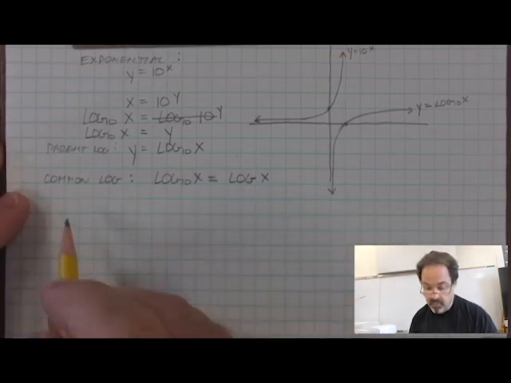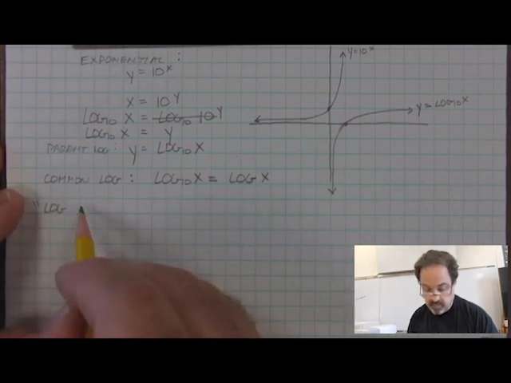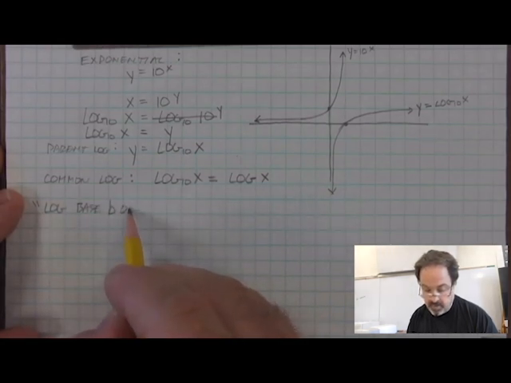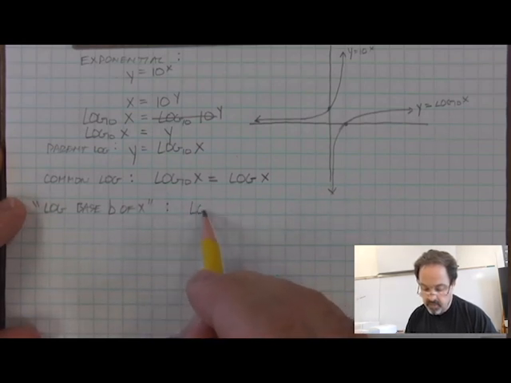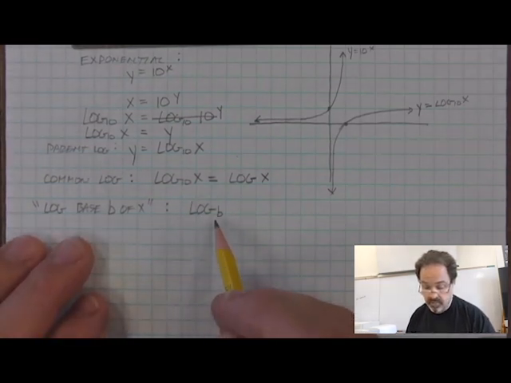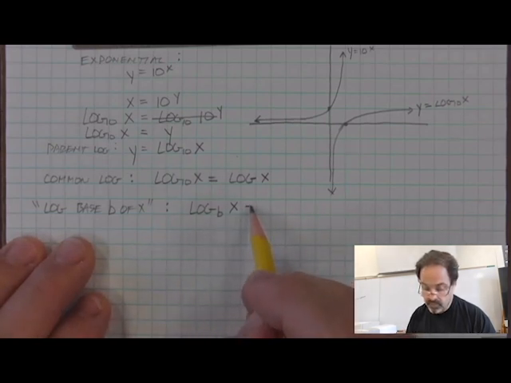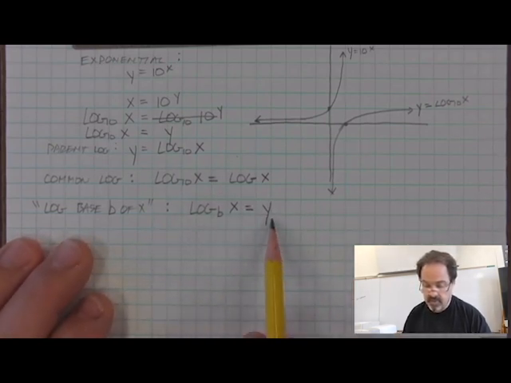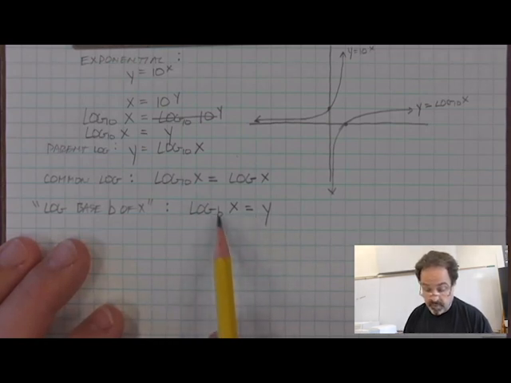We can have other log bases. We could say, generically, log base b of x, where b can be anything. And symbolically, we mean log with the base that we're talking about. In this case, b can symbolize any number, log base b of x. Looks like this. And if we make it an equation, then we have a general logarithmic equation of any base.